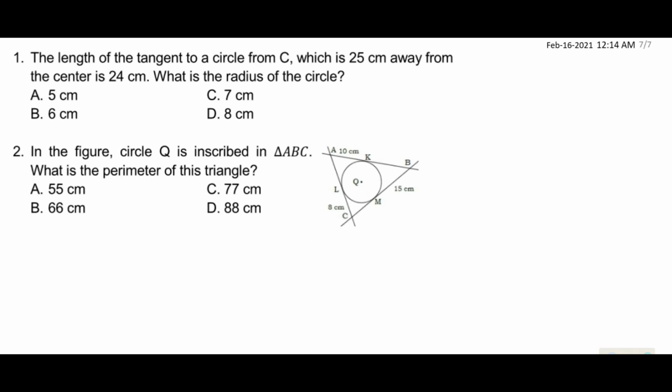Ano lang yung susulatan mo dyan? This is 10. This is 15. This is 8. The question is, what is the perimeter of the triangle? So, when you say perimeter, add mo lang lahat. So, this side is 10 plus 8 is 18. This side is 10 plus 15, that's 25. This side is 15 plus 8, that would be 23.